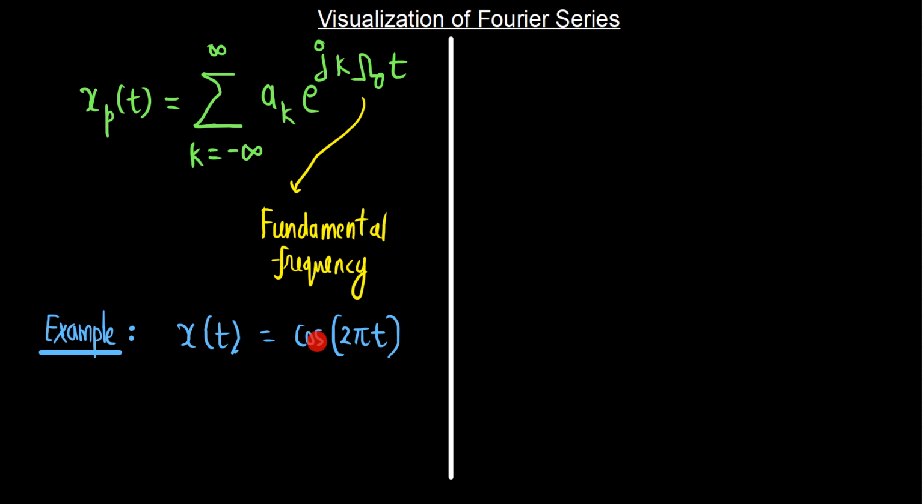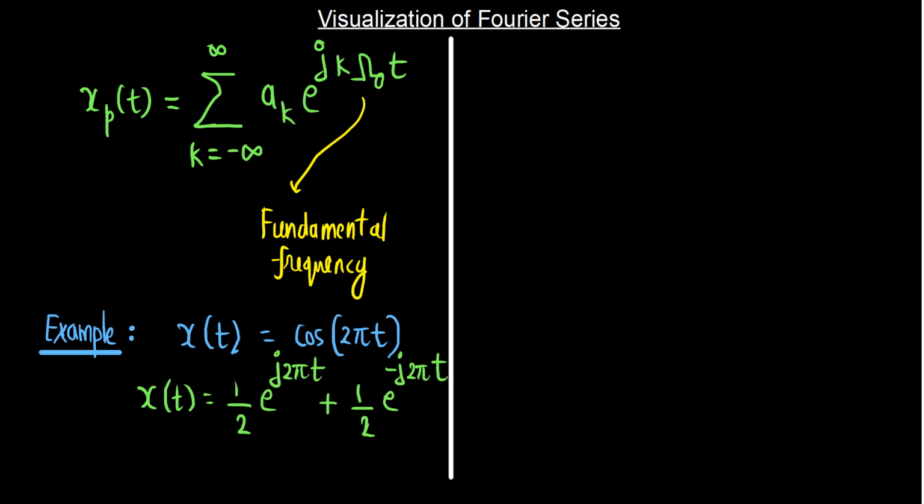Now from basic math, we know that cos of theta can be represented with the help of Euler's equation. That means x of t, we can represent using Euler's equation as half e to the power j 2 pi t plus half e to the power minus j 2 pi t. Now if we relate this expression with the original one, we can see that this is also a linear combination of complex exponentials, where k times omega here is 2 pi, and the coefficients a k are half.